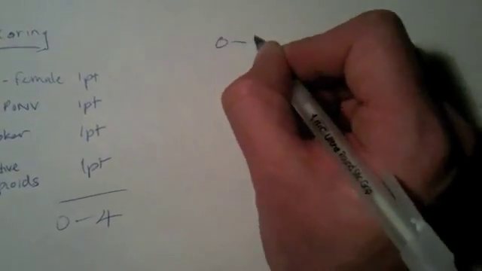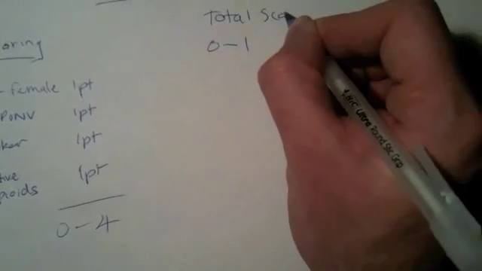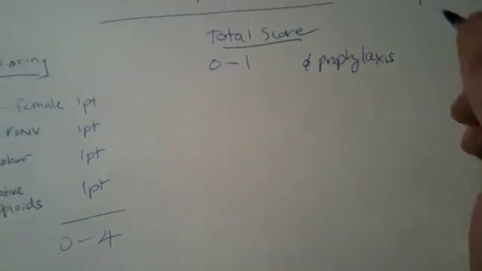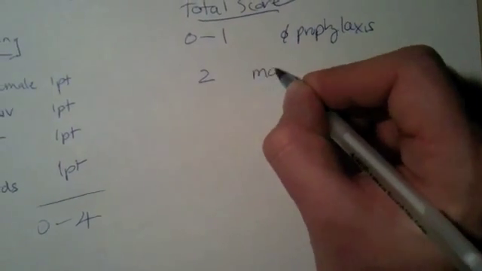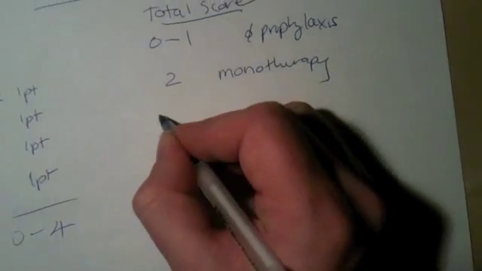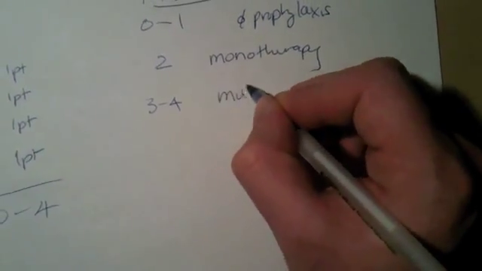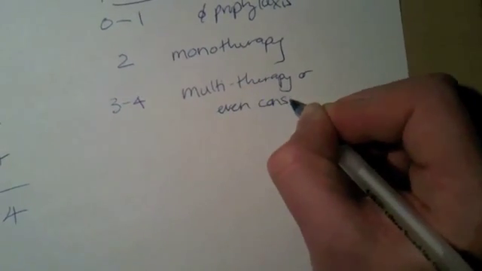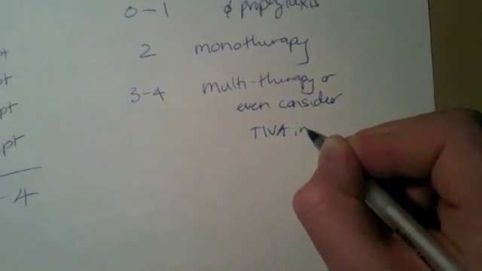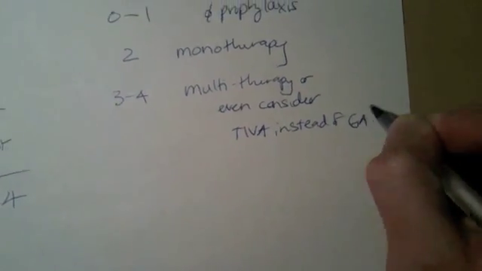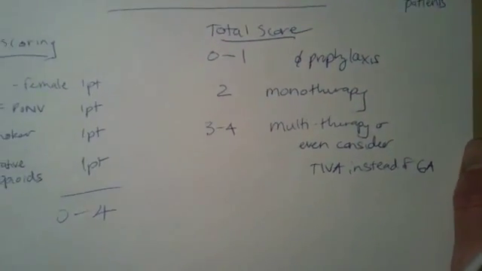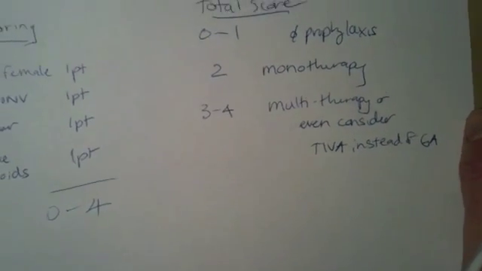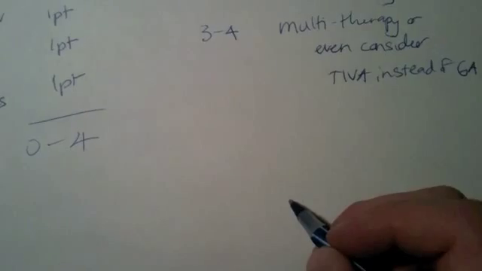Now, if they have 0 to 1 for total score, you don't even need to worry about prophylaxis. So you don't give them anything during the procedure. If they have 2, you can use monotherapy. And if they have 3 or 4, you can use multi-therapy, or even consider TIVA instead of a general anesthetic, because the volatile gas, whether it be desflurane or sevoflurane or even isoflurane, can be very powerful nausea inducers as well.